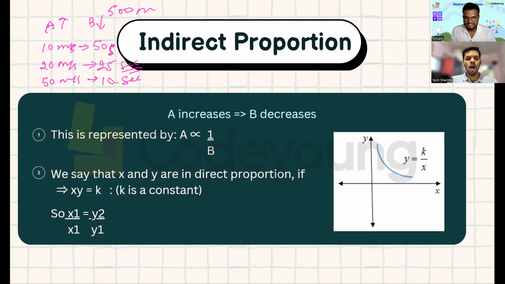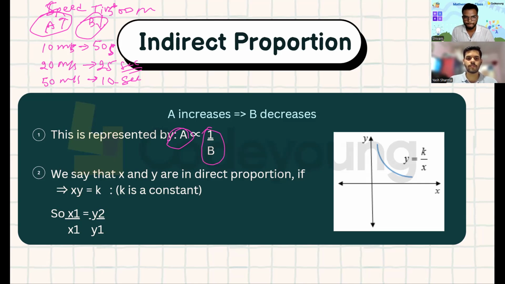So you can see the speed and time taken are opposite to each other. If you are increasing speed, your time is getting reduced. 10 meter per second, you are going to reach in 50 seconds. If 20 meter per second, you are going to reach that point within 25 seconds. If 50 meter per second, 10 seconds. You are going to reach quickly. So this is indirect proportion. One is increasing, another is going to decrease. That's why we are writing 1 upon B.